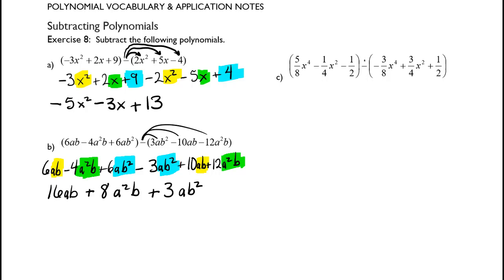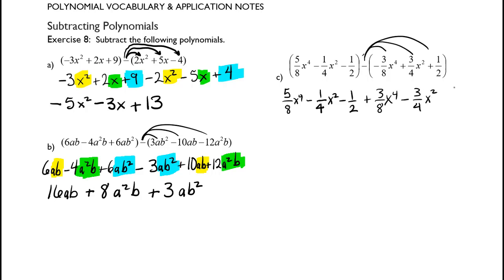Welcome back. The first thing I'm going to do is distribute that negative through and then rewrite all my terms without parentheses. 5/8 x to the 4th minus 1/4 x squared minus 1/2 plus 3/8 x to the 4th minus 3/4 x squared minus 1/2.